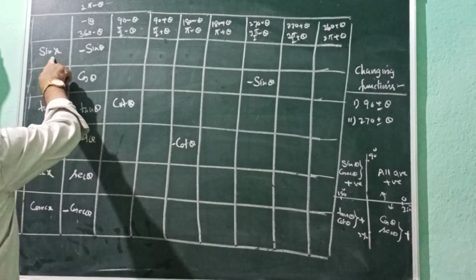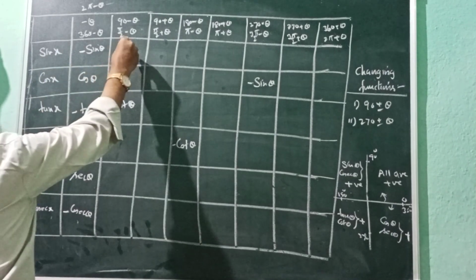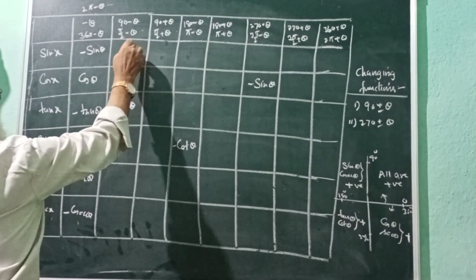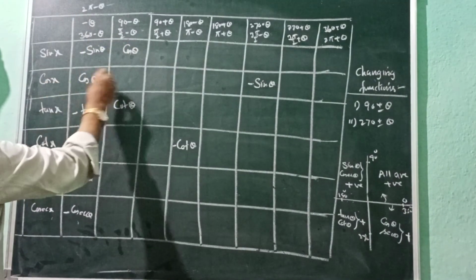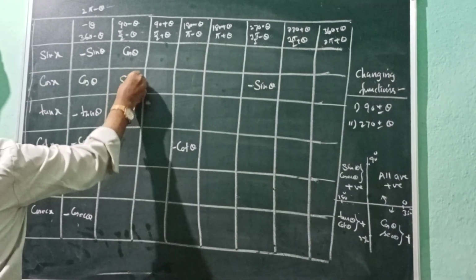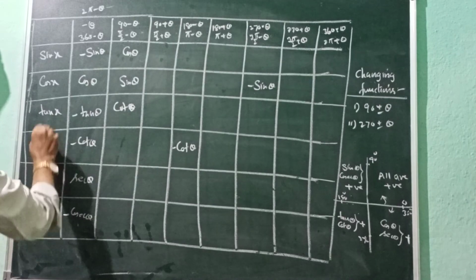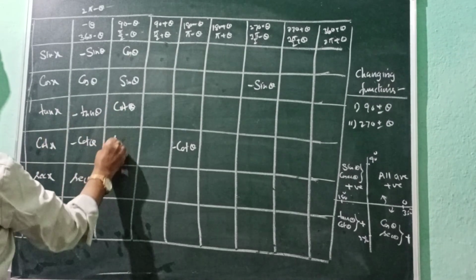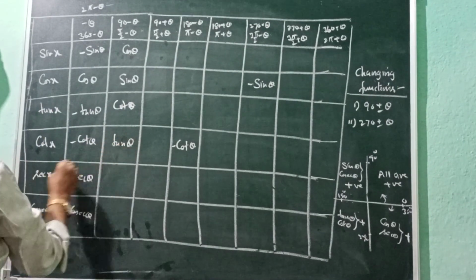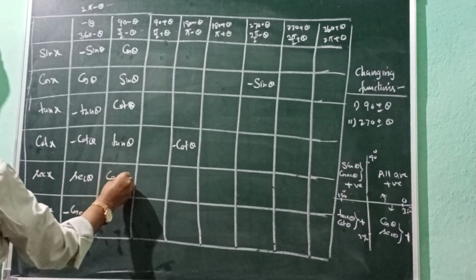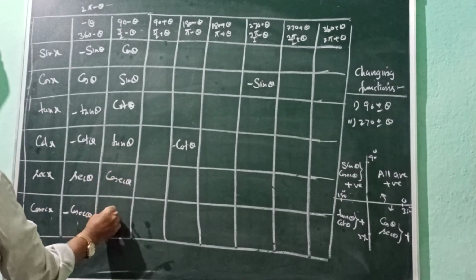So for 90 minus theta, it is a changing angle. Sine will become cos, and in the first quadrant it is positive. Cos will become sine. In the first quadrant it is positive. Tan will become cot, cot will become tan, and sec will become cosec, and cosec will become sec.